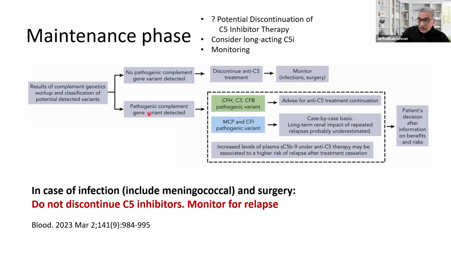If you see a pathogenic variant, the question is which one? So factor H, C3, and CFB, unlikely they will be able to come off the drug, and they should stay on this forever. If it's MCP and CFI, which are milder variants, you need to look at them case by case. And if you do decide, please involve the patient, because many of my patients say there's no way I'm going to stop the drug after what I've been through. And of course, if you have the means to test for C5b through 9, that could be another reason why you would not stop the drug.